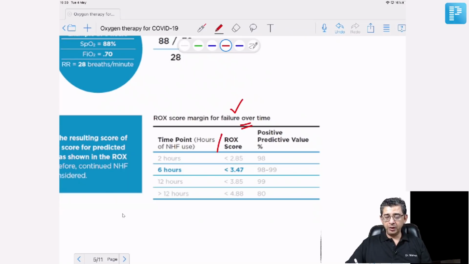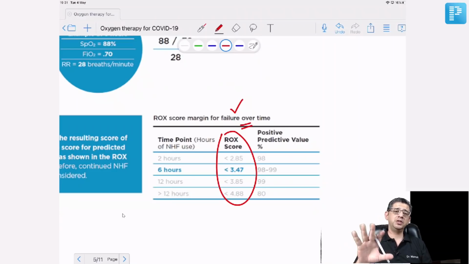You don't need to remember these mathematical values which are calculated at 2 hours of usage, 6 hours, 12 hours. But the point is, if you can just remember a rough figure of 3.47 or lesser at 6 hours, that means this is not working and you will have to plan mechanical ventilation for the patient. You will have to anyway intubate.